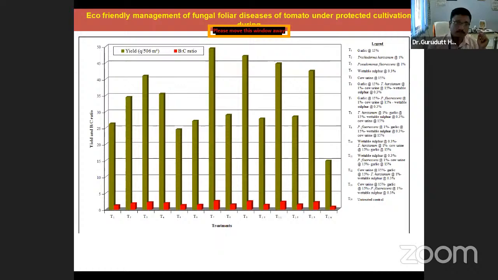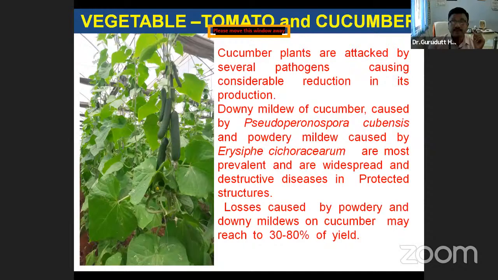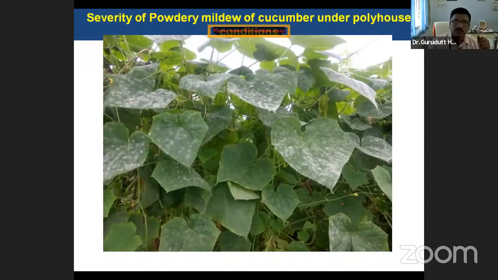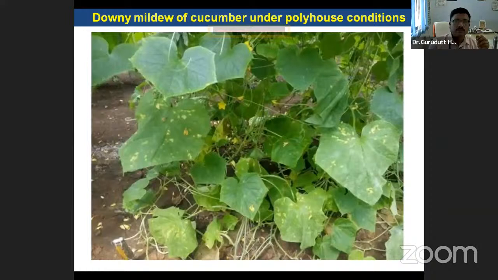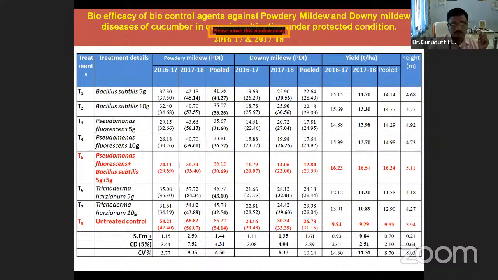Then coming to the next one, the cucumber, which is also being affected by powdery mildew and downy mildew. I have seen that cucumber is one of the major crops in Arunachal Pradesh, and you can see the powdery mildew. This is a downy mildew. This disease can also be very effectively managed by Bacillus subtilis and Pseudomonas fluorescens. You can see the highlighted one, the red one.